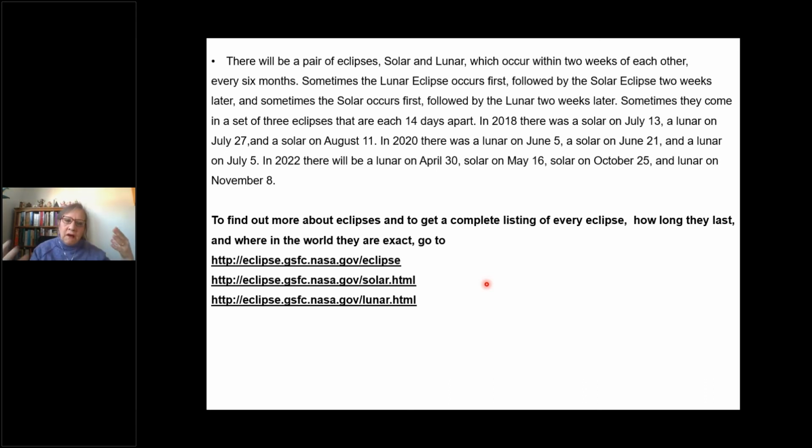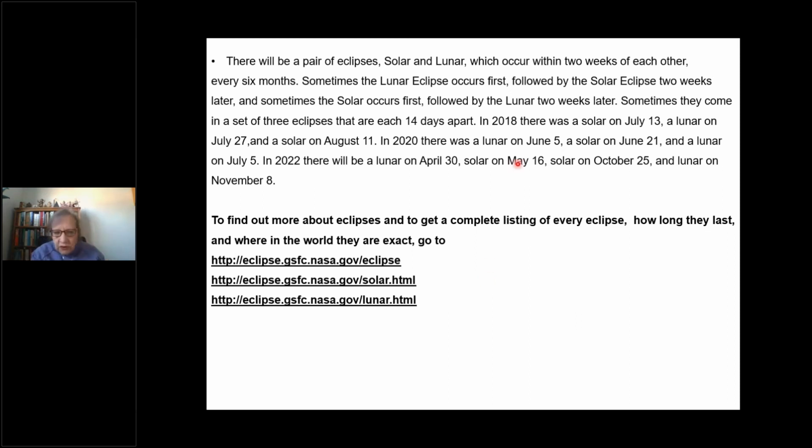Okay, so there are a pair of eclipses, the solar and the lunar, which occur within 2 weeks of each other. We just had two that were November 19th and December 4th. The next ones are going to be April 30th and May 16th. May 16th, when you see the exact time in Greenwich, May 15th, when you see the exact time in the States.